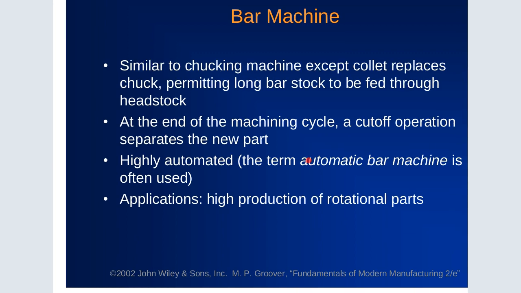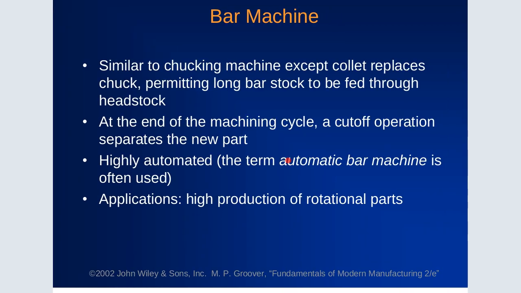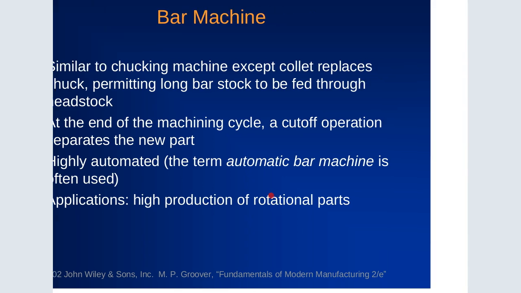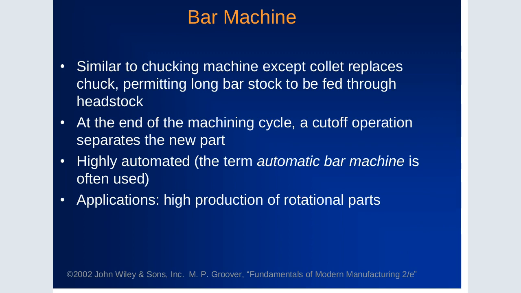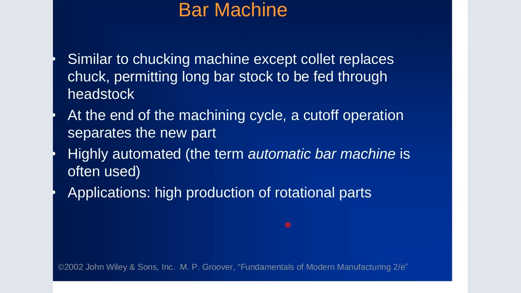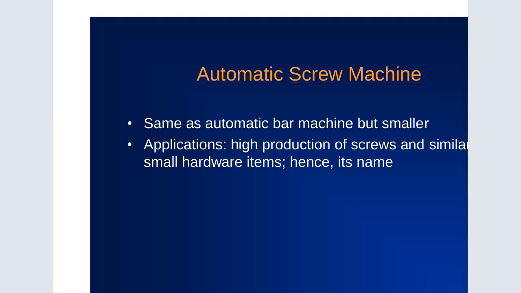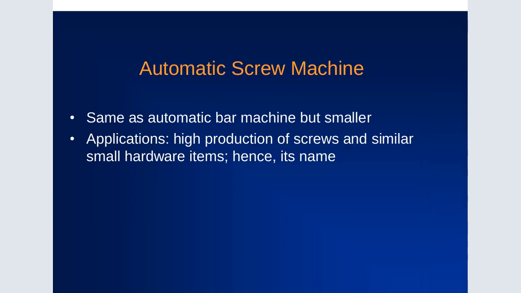The bar machines, what are they? They are similar to a chucking machine, except the collet replaces the chuck, permitting long bar stock to be fed through the headstock. At the end of the machining cycle, a cutoff operation separates the new part. Highly automated bar machines are often used. Applications: high production of rotational parts.